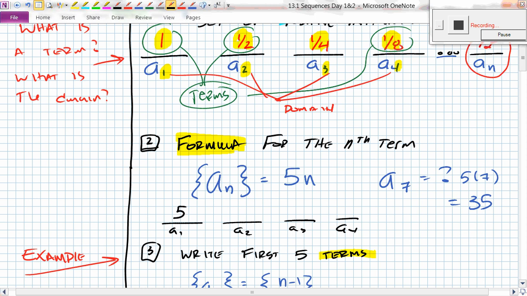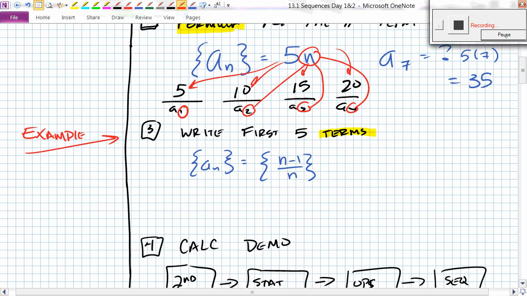So if I was going to write out this sequence, what would the first term be? 5. Good. What's the second term? 10. What's the third term? 15. What's the fourth term? 20. How are you doing this? Yeah, you're multiplying the input value, which is a 1, for the n. Input value for the n, input value for the n, input value for the n, and the outputs are 20, 15, 10, and then 5. So we can go to any term that we want to, or plug in any term that we want.